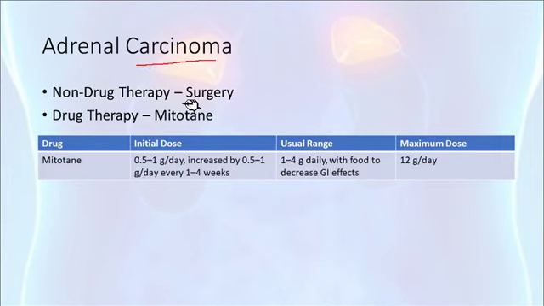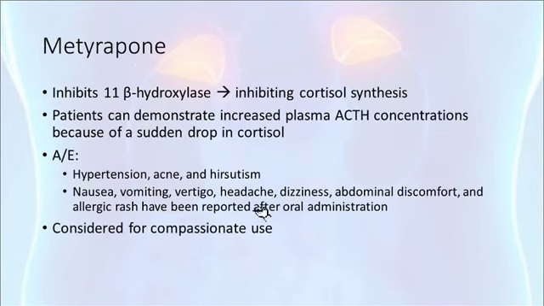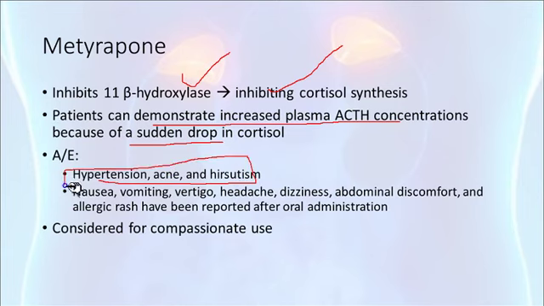For adrenal carcinoma, the non-drug therapy includes surgery, so removal of the carcinoma itself, along with drug therapy in the form of metatone. Metatone is used at the same dosages we've discussed previously, up to a maximum daily dose of 12 grams per day. Metirapone inhibits 11-beta-hydroxylase, which then inhibits cortisol synthesis. Patients can demonstrate increased plasma ACTH concentrations because of a sudden drop in cortisol levels, and the adverse effects as a result of this may be hypertension, acne, and hirsutism. And other adverse effects include nausea, vomiting, headaches, abdominal discomfort, and allergic rash. Metirapone is primarily considered for compassionate use in patients.